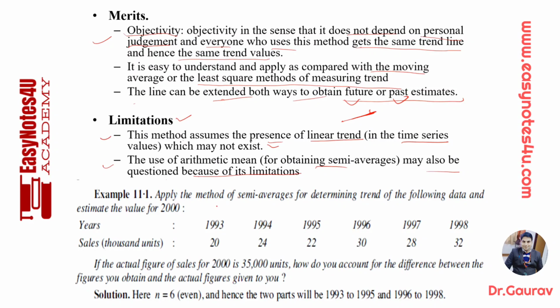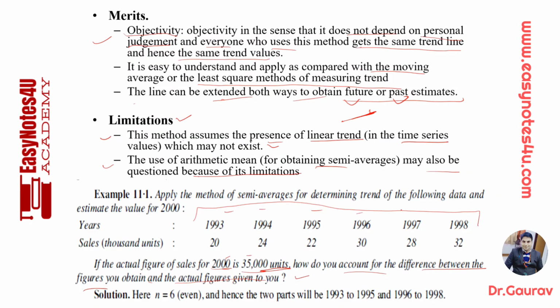So this example is given like that. The values of 6 years are given here. And if the actual figure of the sales in 2000 is 35,000 units, how do you account for the difference between the figure you obtain and the actual figure given to you? तो हमें कंपेयर करना है कि 35,000 यूनिट 2000 में होंगी या नहीं, तो एक फिगर हमें निकाल के देना. तो देखो इसमें नंबर ऑफ ऑब्जर्वेशन कितनी है, 6 है.